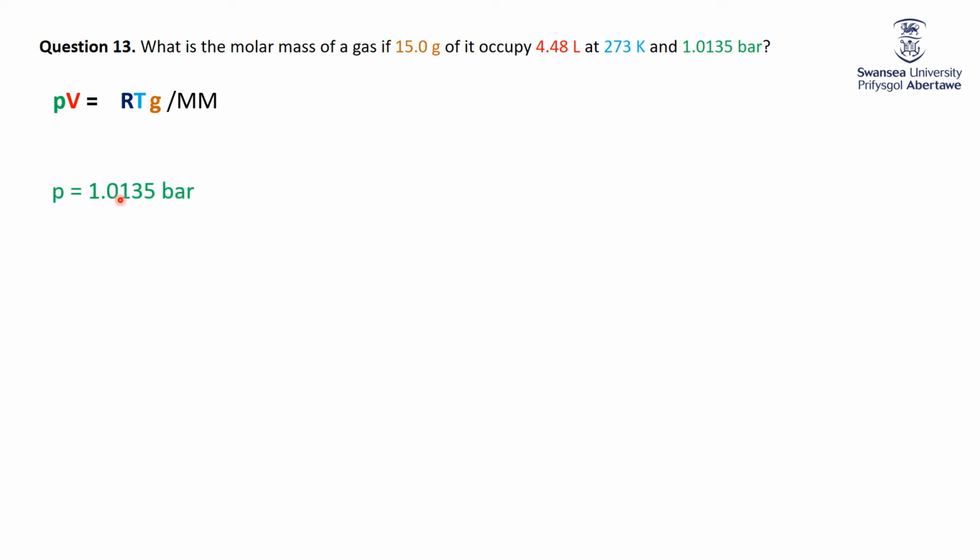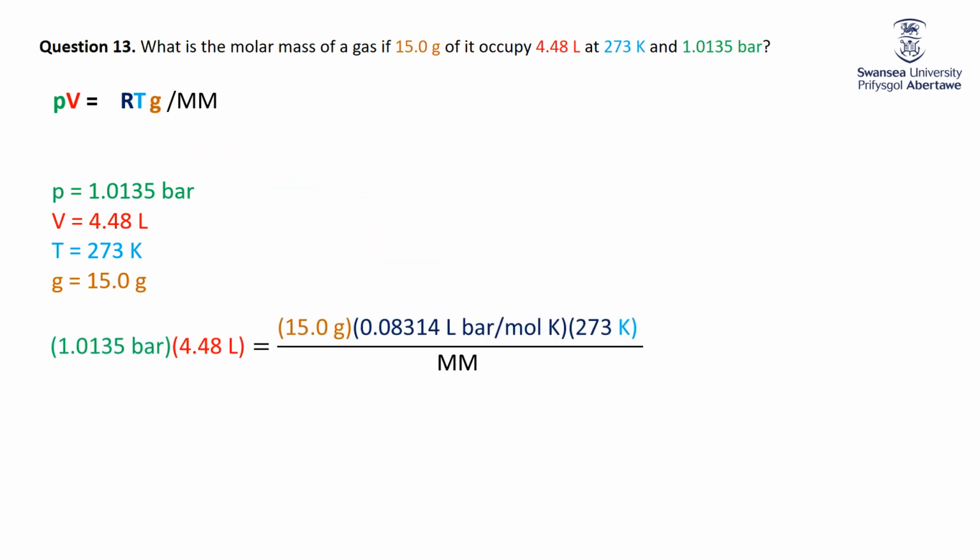Pressure, we're told 1.0135 bar. Volume 4.48 liters. Temperature 273 plus 15. Pop all that in. Think about what value of R we're going to use. Well, we got bar and we've got liters, so therefore 0.08314 liters bar over mole Kelvin. Multiply all that out as appropriate and we get the molar mass is 75 grams.